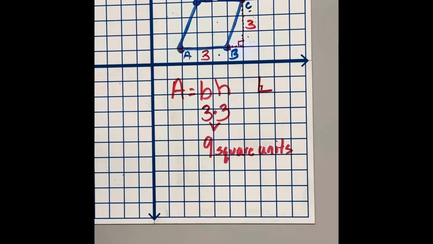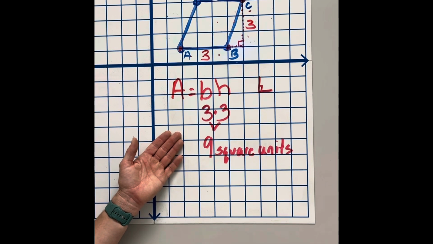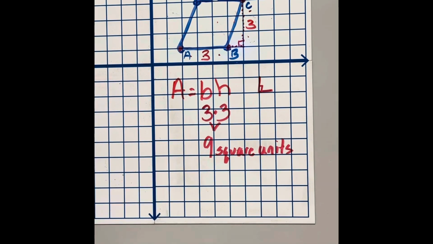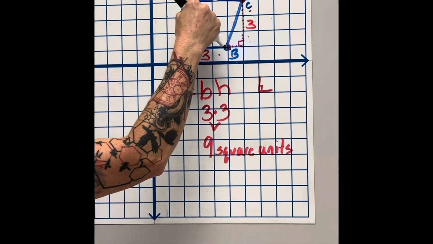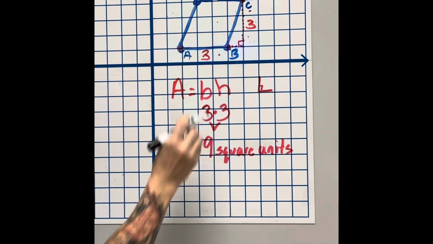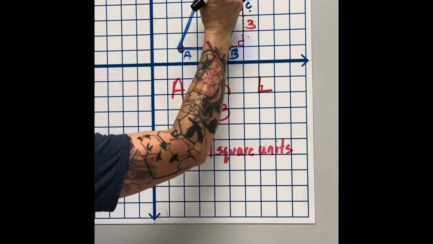Okay, this is what we have so far. We have found the area, so it's perimeter time. For perimeter, we have to add all our sides together. So far, we know that from A to B is 3, which means that D to C is also 3, because opposite sides are congruent.